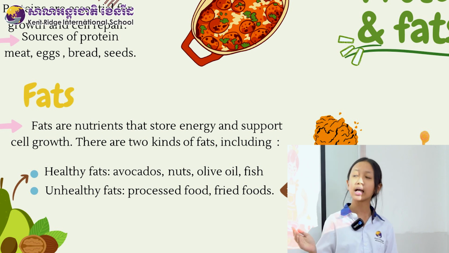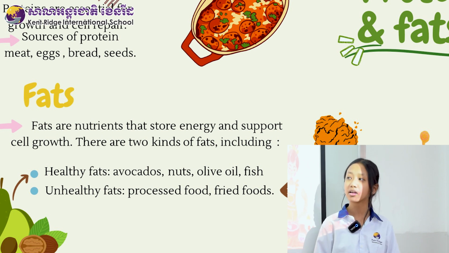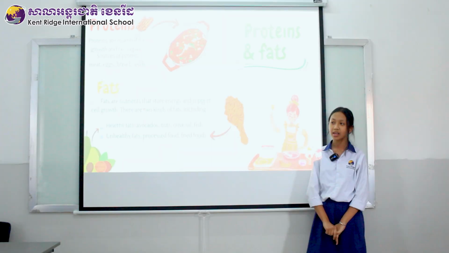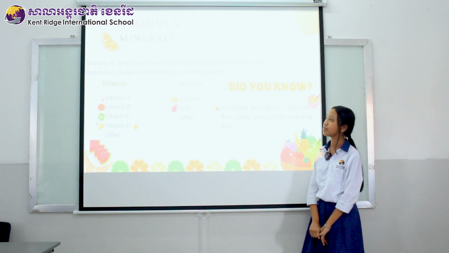There are two kinds of fats, healthy fats and unhealthy fats. You can get healthy fats from food like avocados, nuts, olive oils, and fish. And you can get unhealthy fats from food like processed food and fried foods. Let's move on to the next slide, vitamins and minerals.